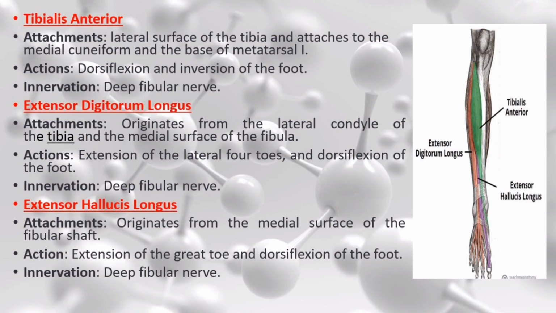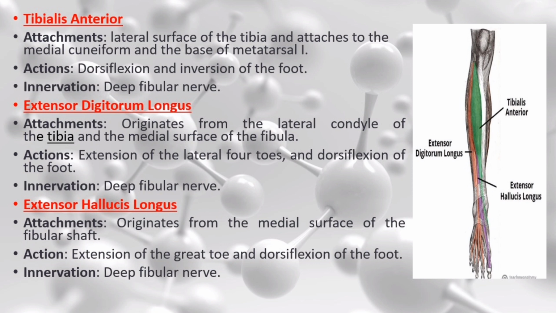Tibialis anterior. The tibialis anterior muscle is located alongside the lateral surface of the tibia. It is the strongest dorsiflexor of the foot. Attachments. Originates from the lateral surface of the tibia and attaches to the medial cuneiform and the base of metatarsal I. Actions. Dorsiflexion and inversion of the foot. Innervation. Deep fibular nerve.